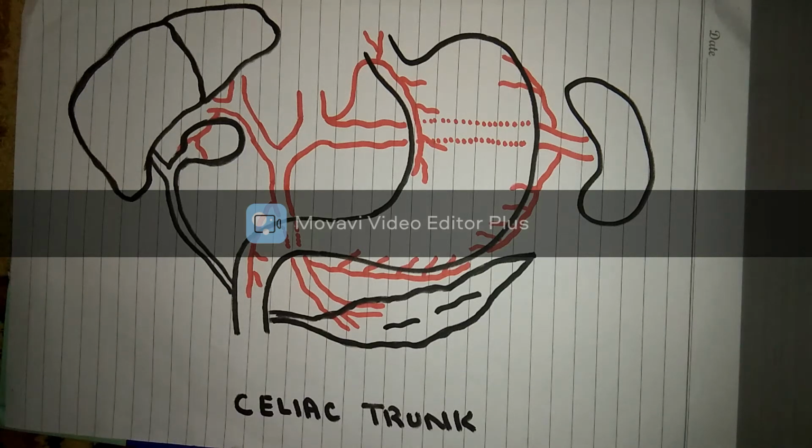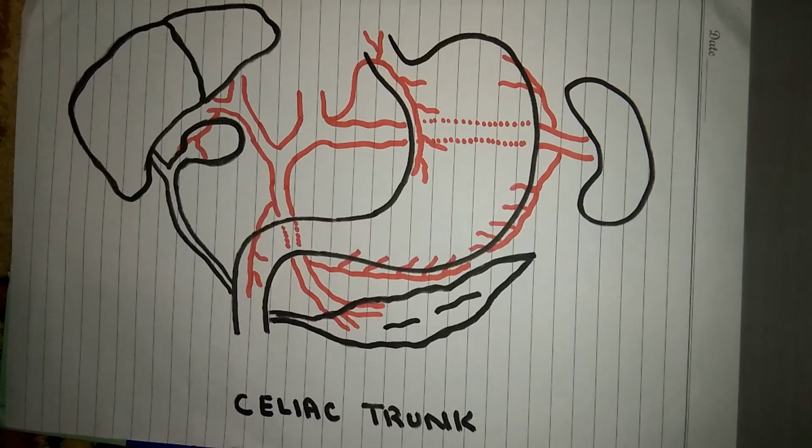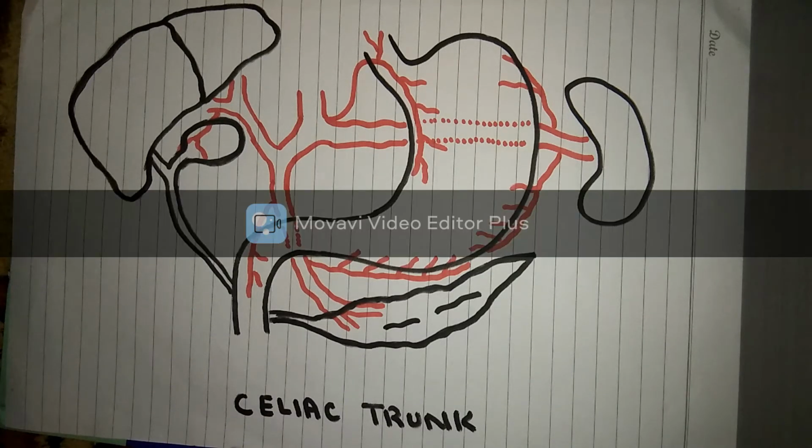Everyone, today we are going to discuss the celiac trunk and the branches of the celiac trunk, and how it supplies the contents of the abdomen just below the diaphragm. So the celiac trunk arises from the abdominal aorta, just at the point where the aorta is entering into the abdomen through the aortic hiatus present on the diaphragm.